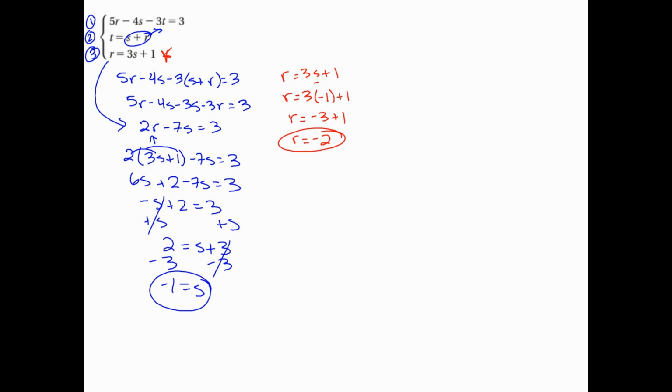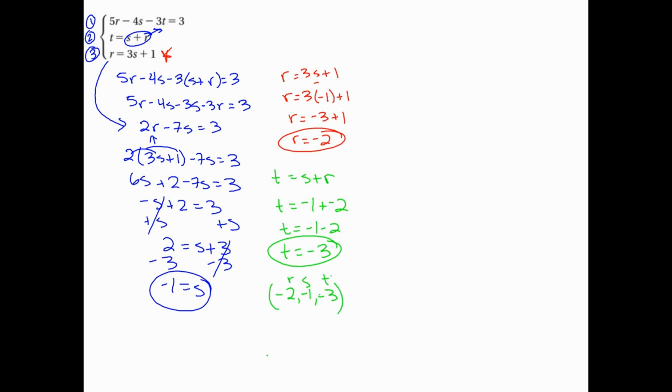Let's go ahead and find t, because we know that t is going to be equal to, this is in our second one right here, s plus r. So t equals s, which is negative 1, plus negative 2. So negative 1 minus 2. And so t equals negative 3. And again, we're going to write this as an ordered triple: negative 2, negative 1, and negative 3. r, s, t. Alphabetical order.